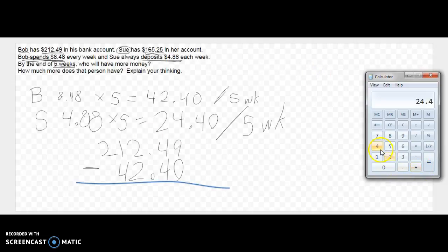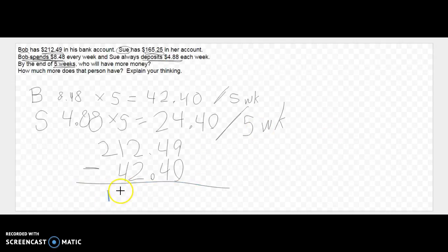So mathematically speaking, we'll do 212 and 49 cents minus 42.40, and that would be $170.09. So naturally his money went down because he kept spending it. I'm going to show you up here. Now we're going to deal with Sue. So Bob's done. Now we're going to deal with Sue.